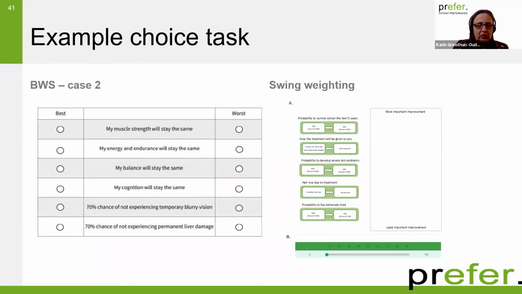On the right-hand side, you see a task from the swing weighting. You see a number of maximal swings within an attribute, and the respondent is first asked to rank those swings from most important improvement to least important improvement. And then for each swing, they can allocate points that either add up to 100, so you need to divide the 100 points over the swings, or you can assign 100 to the most important swing, and then the other swings should be allocated points compared to 100, but less than 100. Next slide.